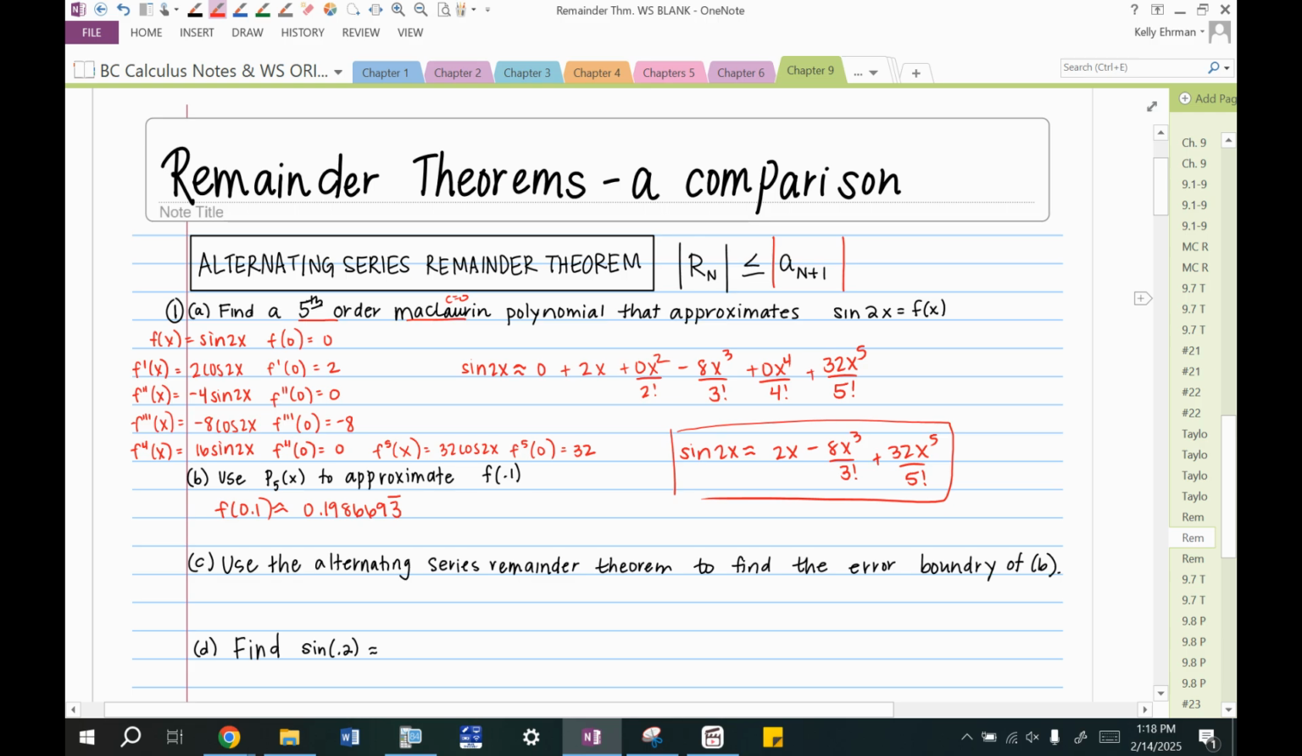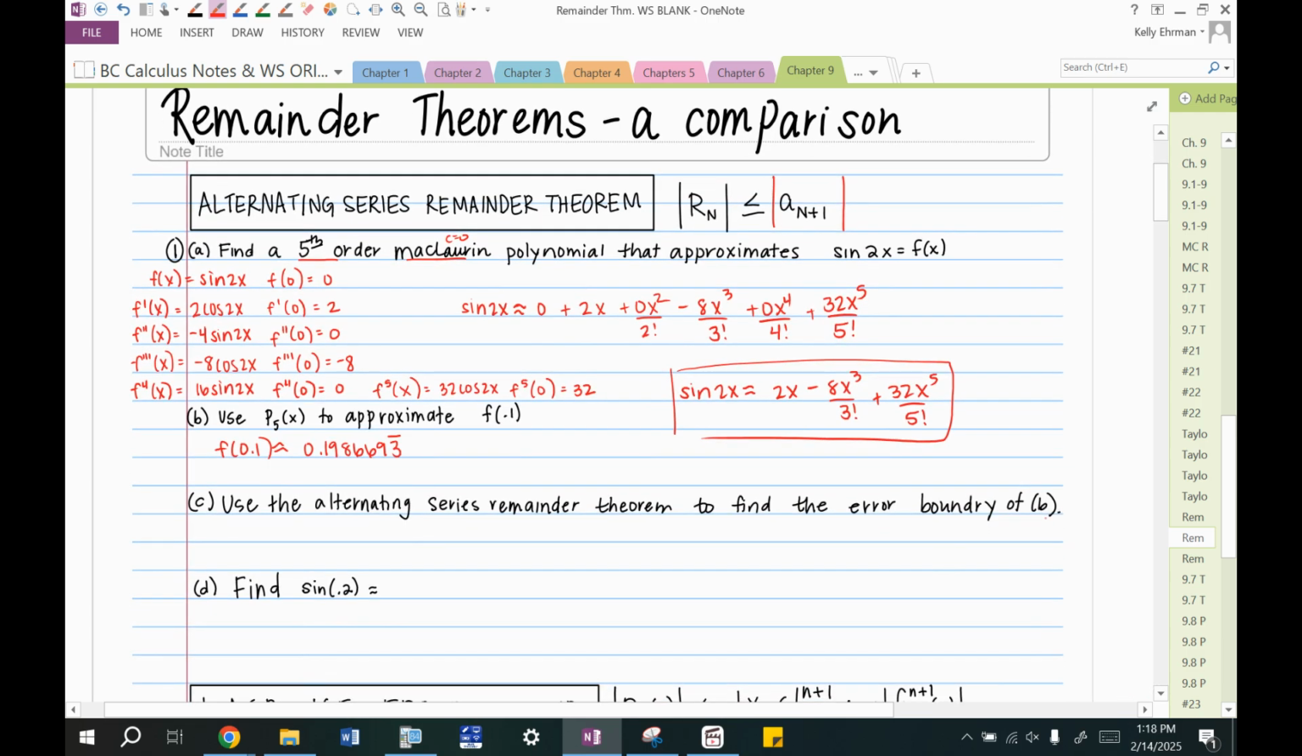Use the alternating series remainder theorem to find the error bound of part b. So now you don't have to write the whole formula out either, but remember the alternating series was just saying this: f of x, if I extended this for infinitely many terms, there would be an actual sum for this. So whatever the sign of f of 0.1 actually is, minus our approximation, P5 of 0.1, there's some sort of error there. It's equal to the remainder of the fifth order approximated at 0.1. And we know that that's less than or equal to the sixth term in absolute value.